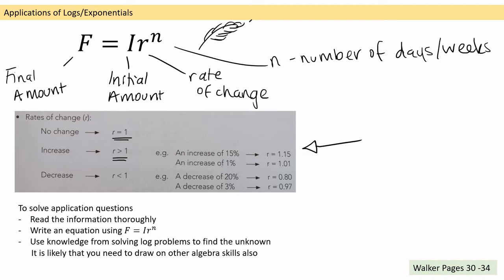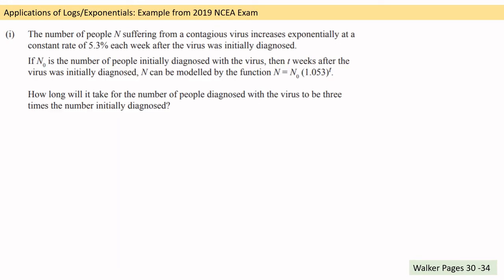To solve application questions, always read the information thoroughly. Okay, application basically means a word problem. You need to read through it thoroughly. You need to write an equation using FERN. Use knowledge from solving log problems to find the unknown, and it's likely you need to draw on other algebra skills also. Right, so for this example, I've just taken this straight from last year's NCEA exam.